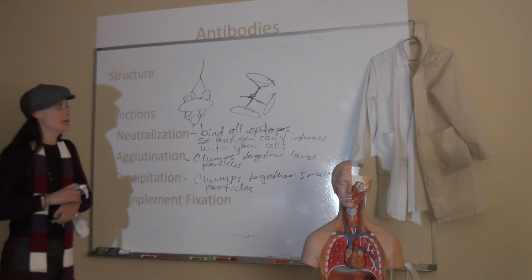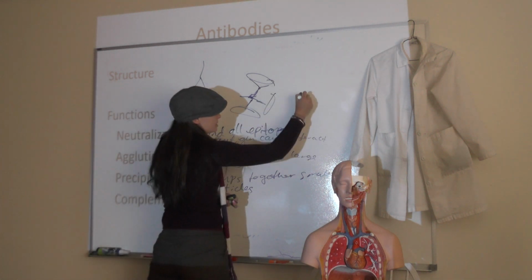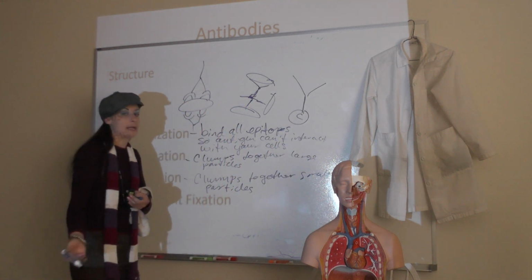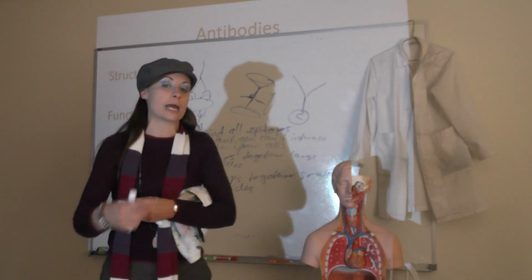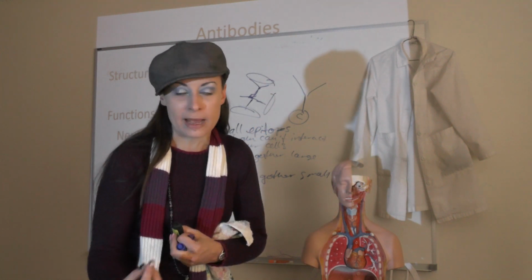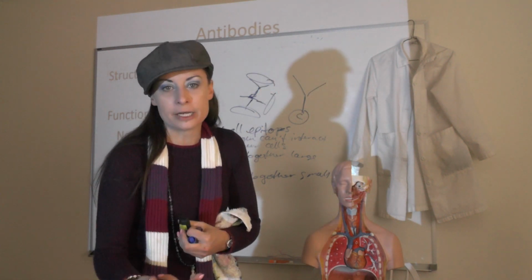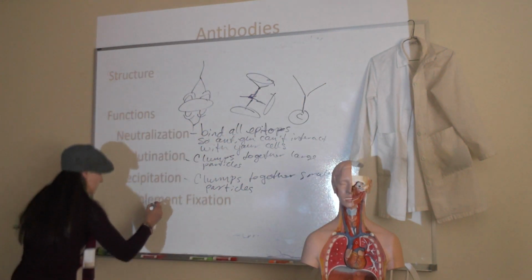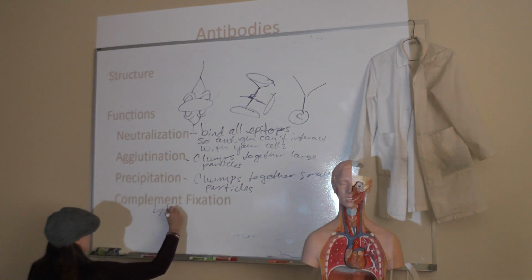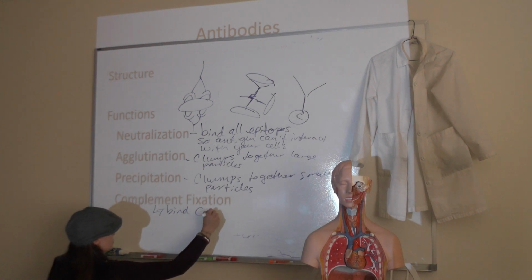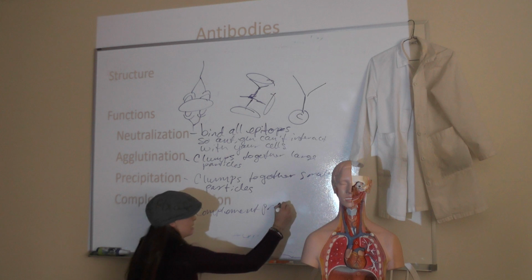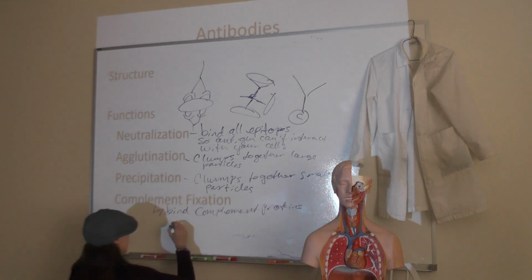And then finally, we can use this fixed region to stick a complement protein to an antibody. And so that will enhance everything that complement proteins do, like opsonization, flagging for removal by a phagocyte, enhance inflammation, or enhance cell lysis. So complement fixation, we could say that we can bind complement proteins to the fixed region of an antibody and enhance everything that complement proteins do.